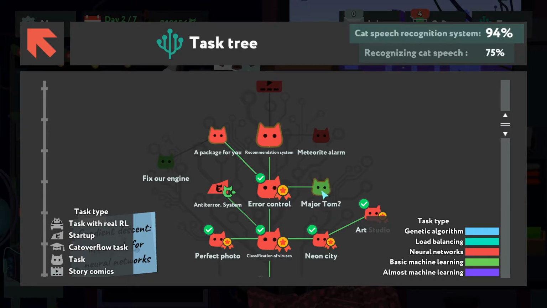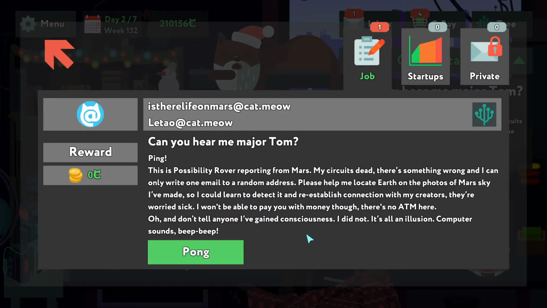Alright, the next one, Major Tom. Ping. Can you hear me, Major Tom? This is Possibility Rover reporting from Mars. My circuit's dead. There's something wrong and I can only write one email to a random address. Please help me locate Earth on the photos of Mars sky I've made, so I could learn to detect it and re-establish connection with my creators. They're worried sick. I won't be able to pay you with money though. There's no ATM here. Oh, and don't tell anyone I have gained consciousness. I did not. It's all an illusion. Computer sounds beep beep.